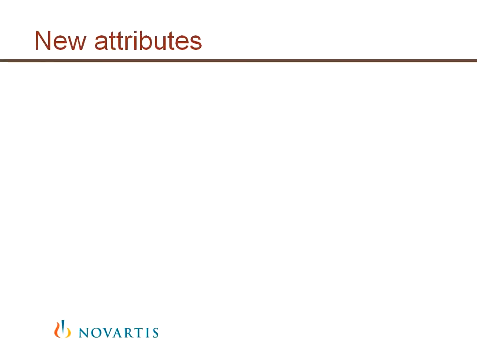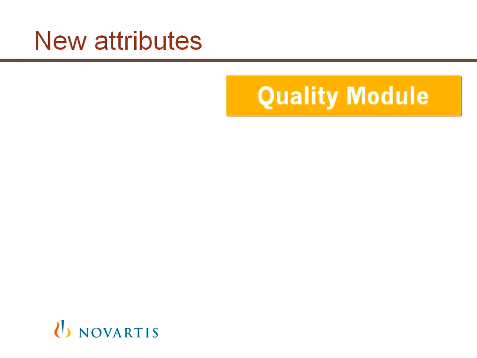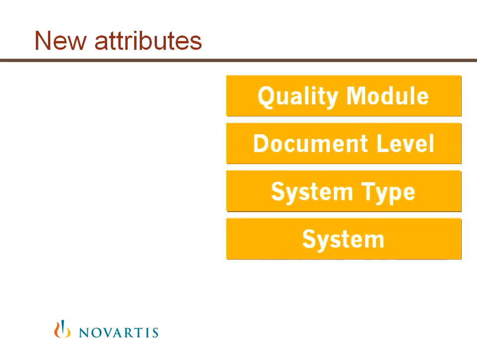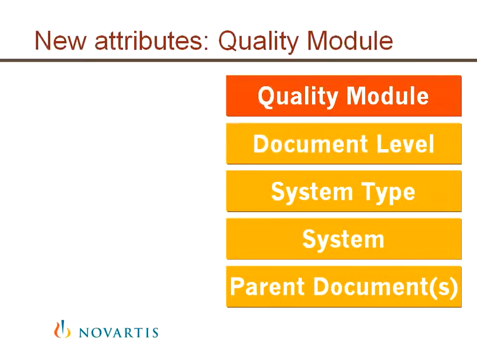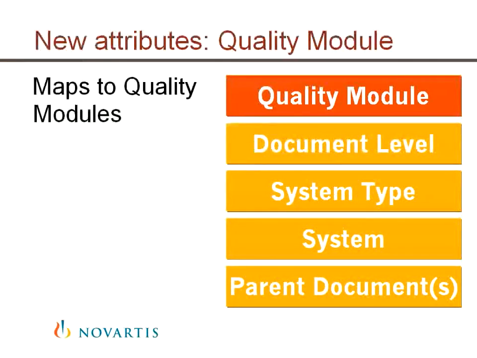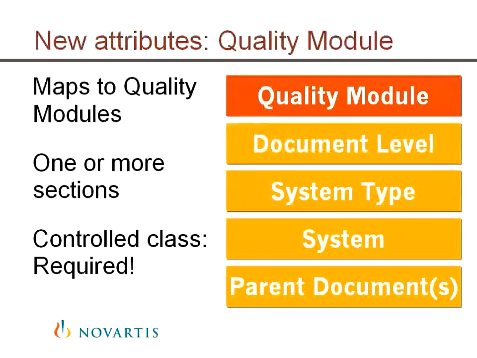And we said that we're creating some new attributes. These are quality module, document level, system type and system, and parent documents. The quality module attribute describes what quality modules pertain to your document. You can select one or more sections. Every controlled document should be associated with at least one section of the quality manual. The attribute is optional in the other classes.